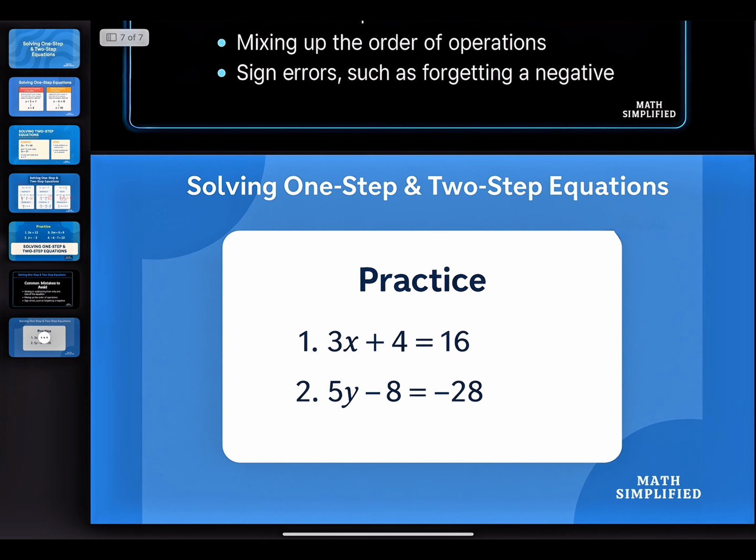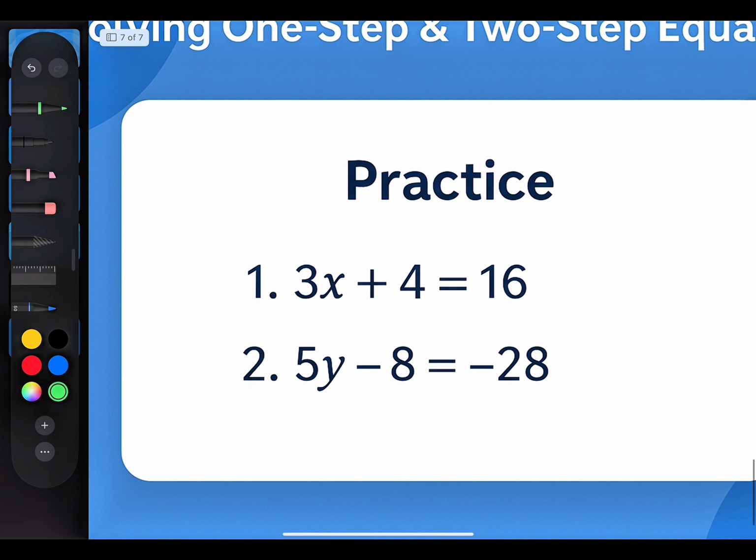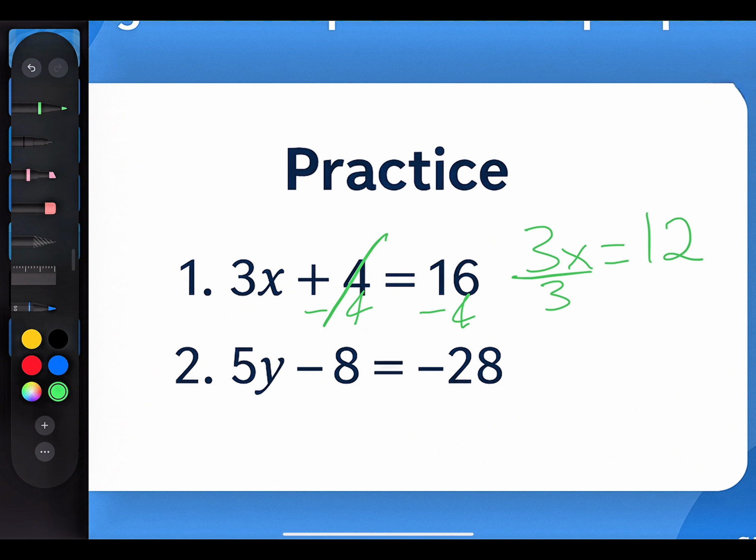Okay, now we have a practice here. We have 3x + 4 = 16. So first thing we do, subtract 4 to cancel the positive 4. And whatever we do to the left, we do to the right to balance it out. So then these will cancel. Then our new equation will be 3x = 12. Then we divide by 3 to cancel the multiplication, and we also divide by 3 on the right side. And then our answer would be x = 4, because these two cancel out, and then 12 divided by 3 would equal 4.